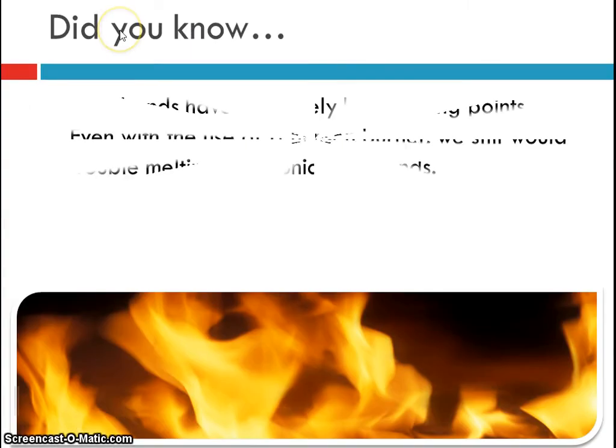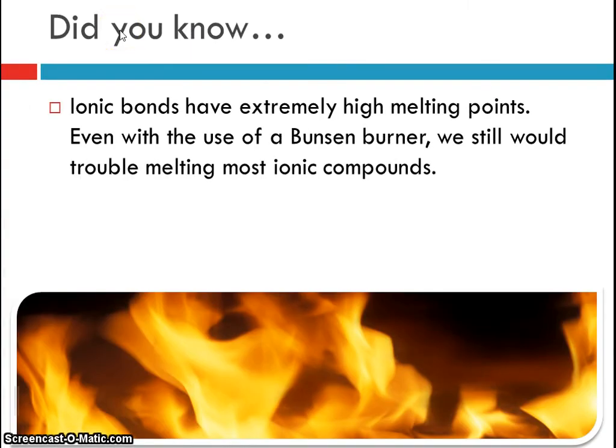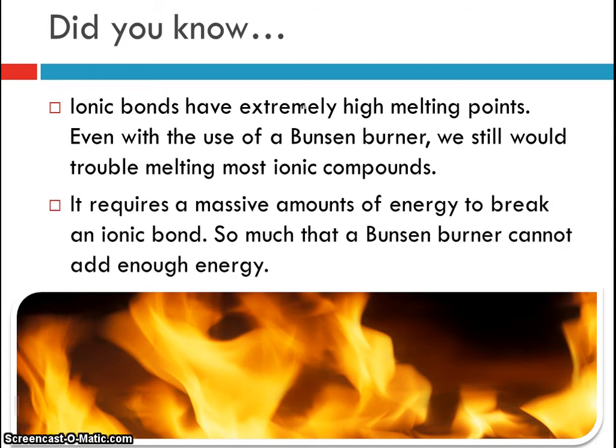Did you know ionic bonds have an extremely high melting point? Even with the use of a Bunsen burner, we would still have trouble melting most ionic compounds. It requires a massive amount of energy to break an ionic bond, so much that a Bunsen burner cannot add enough energy.